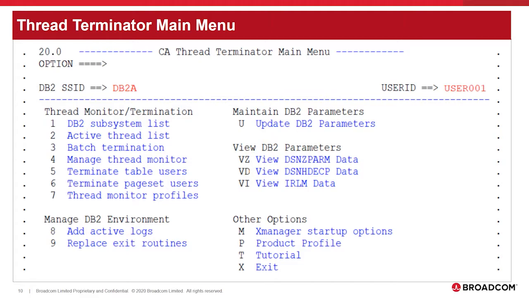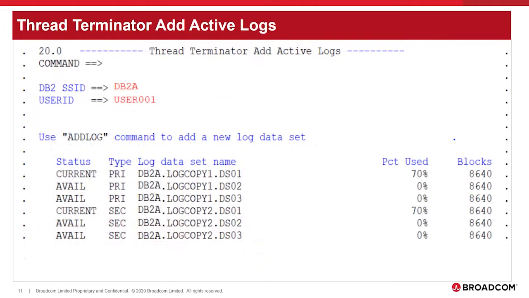Now let me show you how to add active logs. So type 8 and press enter. As you see in this screen, you can see all Db2 active logs. The first three datasets are primary, and the last three datasets are secondary Db2 active logs. So let's try to add a log. Type ADD LOG and then press enter.